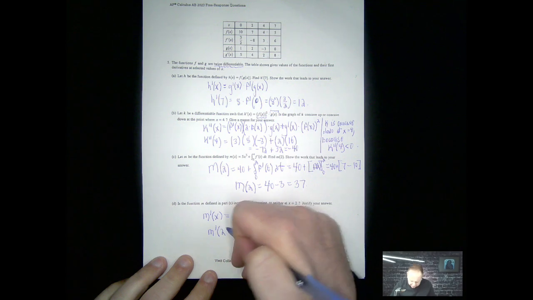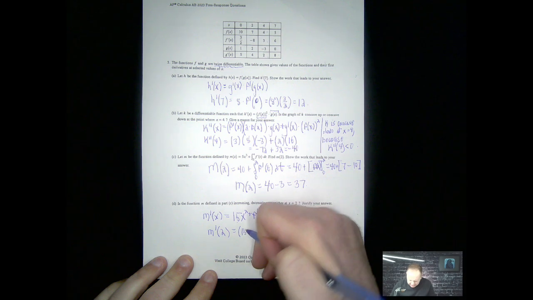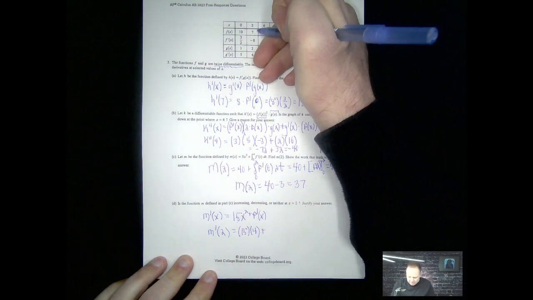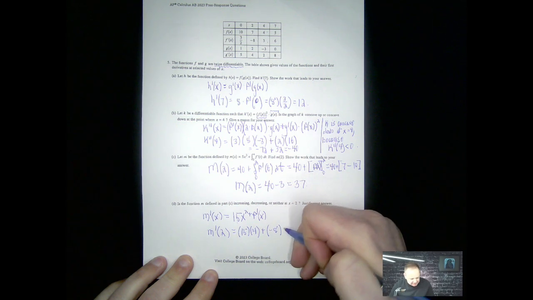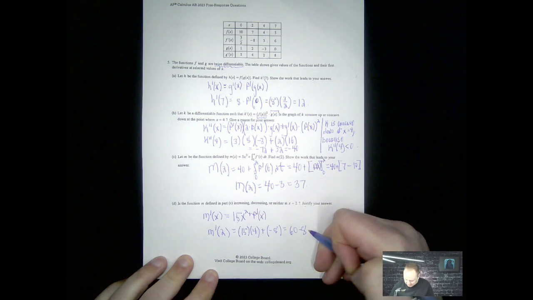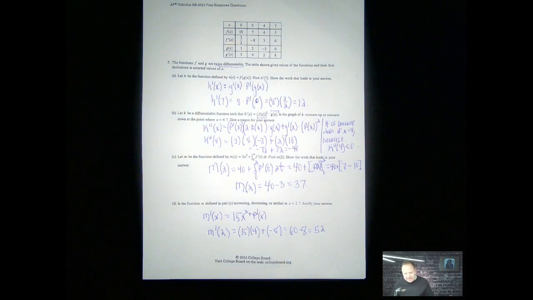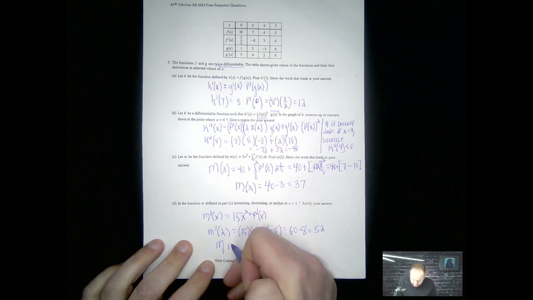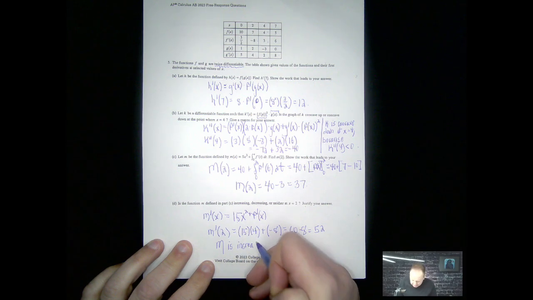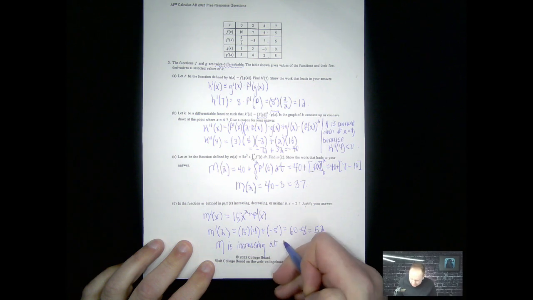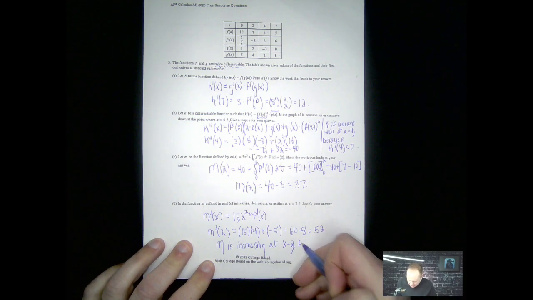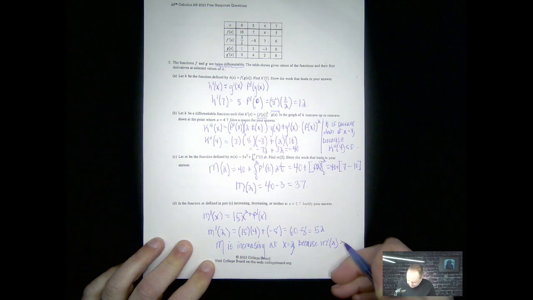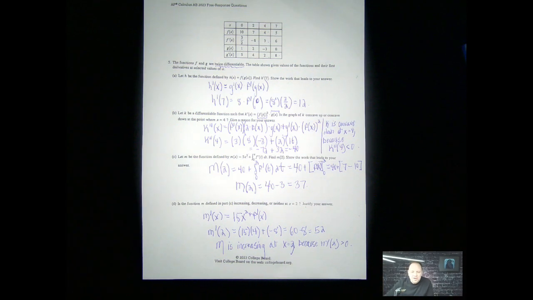So plug in m prime of 2. That's 15 times 4, and I might write that out, plus f prime of 2 is negative 8. So that would give me what? 60 minus 8 is 52. So I know that m prime is positive, right, at 2. So that means m is increasing. Use their words. M is increasing at x equals 2 because m prime of 2 is greater than 0. Again, I welcome these type of questions. You just got to be careful. There's always a twist.